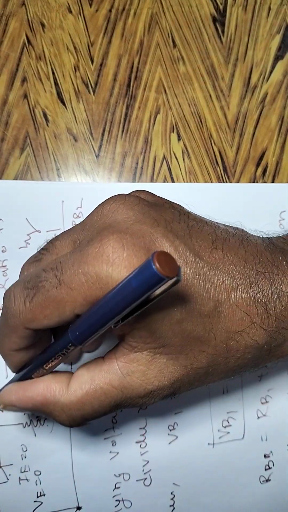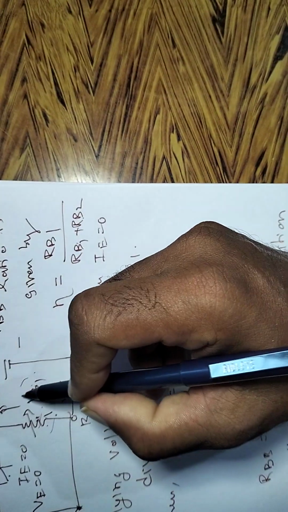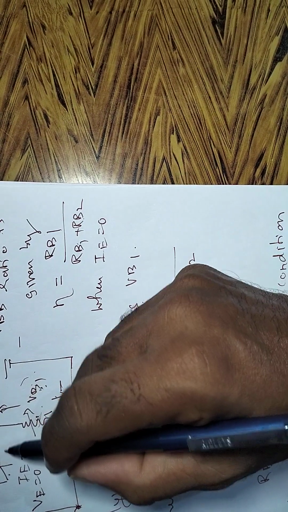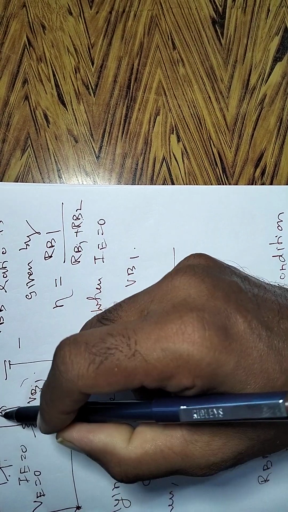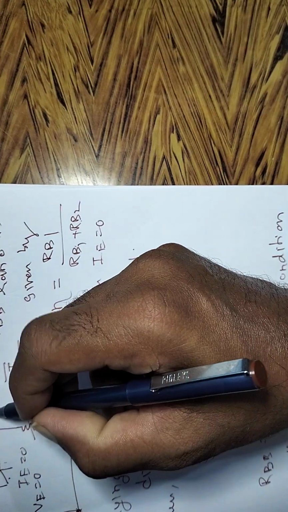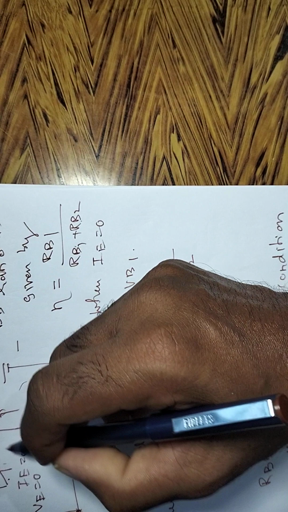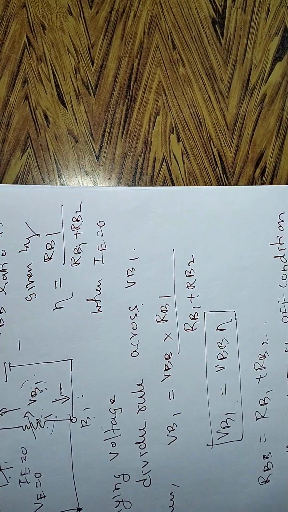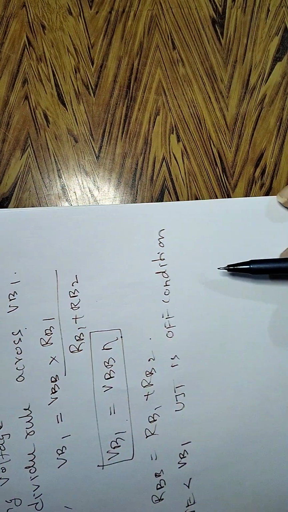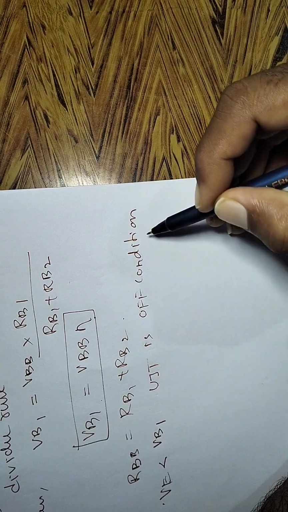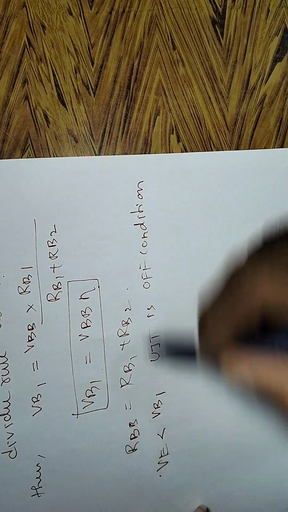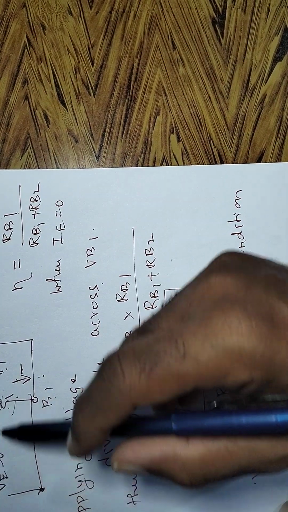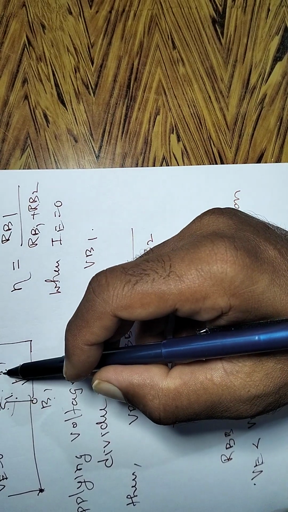See, this is positive and this is negative. So VB1 is maximum. If VB1 is maximum, then what about here? This is negative. So plus, minus: here plus, here minus. What will happen? This diode becomes off. Because of the off condition, no current will flow. So for that reason the UJT is in off condition. This is case 1. When it is off, VE is 0 and VB1 is maximum.